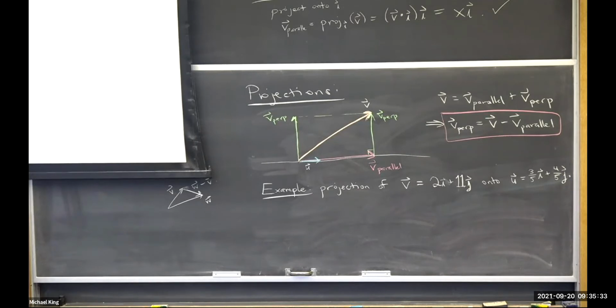Number 25 also, and check that your V perp is actually perpendicular to V parallel using the dot product. And again, if you finish those, you can think about 26, which is the general case.